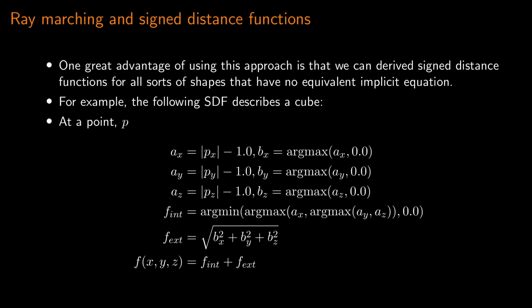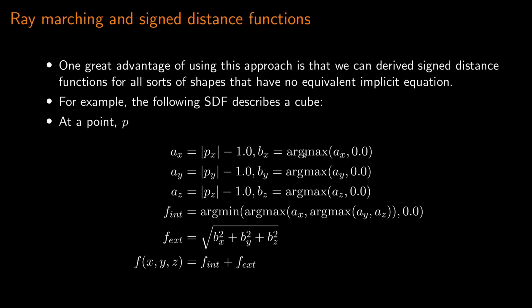Okay, so one great advantage of using this approach is that we can derive signed distance functions for all sorts of shapes that would have no equivalent implicit equation. So, for example, the following SDF, which looks a bit scary at first, actually describes a cube. So for any given point P, we can compute ax, ay, az, and bx, by, and bz this way. So ax is simply equal to the absolute value of px minus 1. So this is a unit cube, right? And ay is the absolute value of py minus 1, and az the absolute value of pz minus 1.